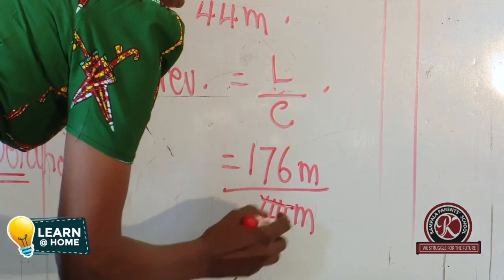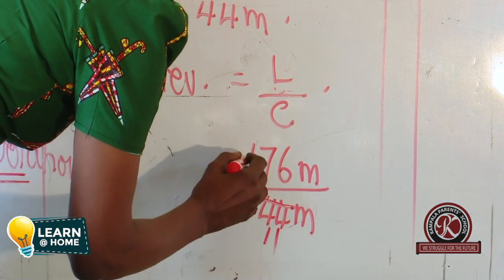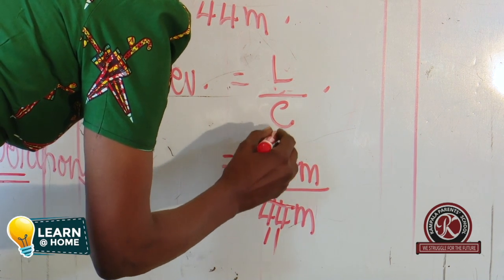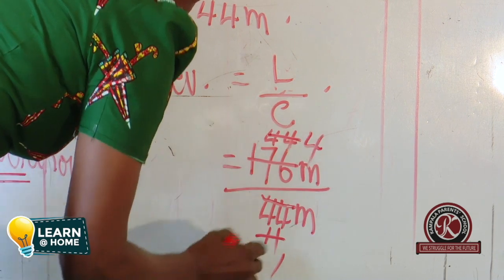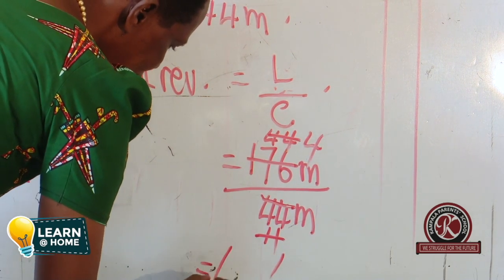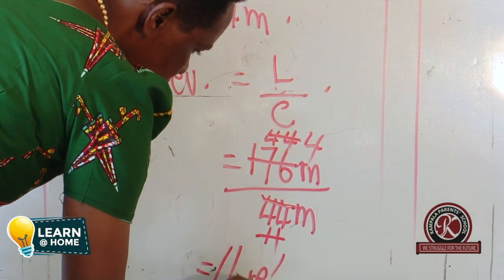By 4, what do we get? 11. By 4 here, what do we get? 44. 11 here once, 11, 4. So what do we get? We get 4 revolutions.